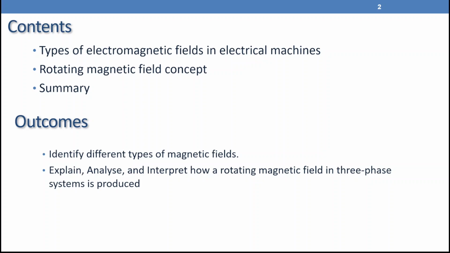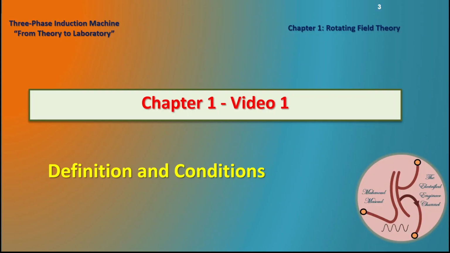So once we finish this chapter, we're going to identify different types of magnetic fields, and explain, analyze, and interpret how a rotating magnetic field is produced in three-phase systems. And we can elevate that to multi-phase systems, something like a three-phase or multi-phase induction machine. So in video number 1, we are going to cover the definition and conditions of the rotating magnetic field.